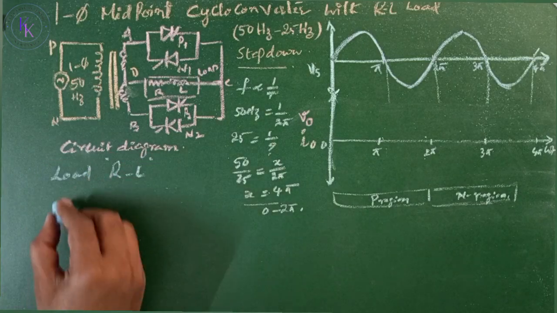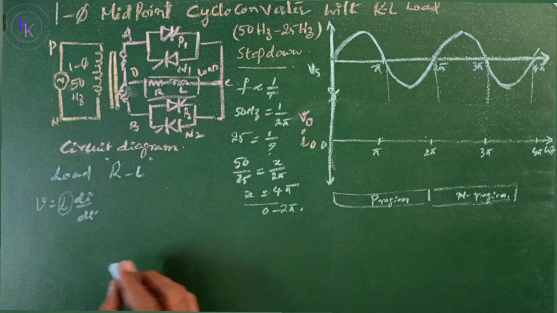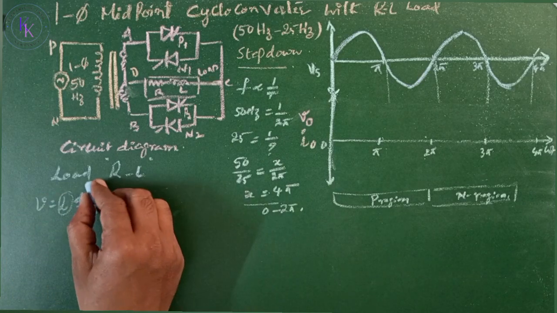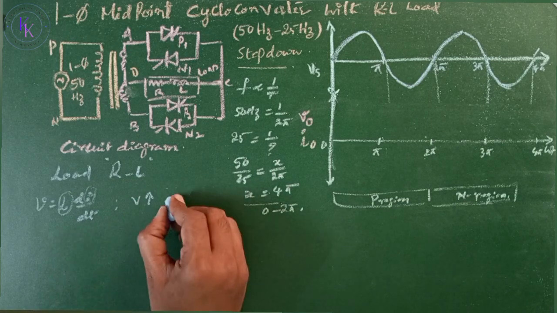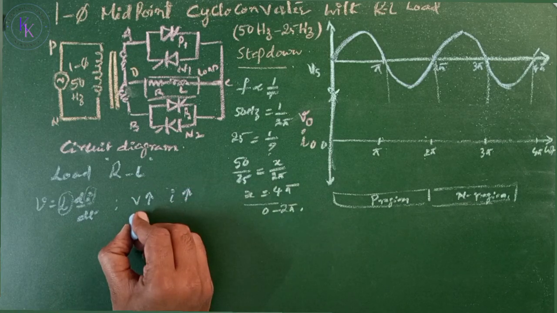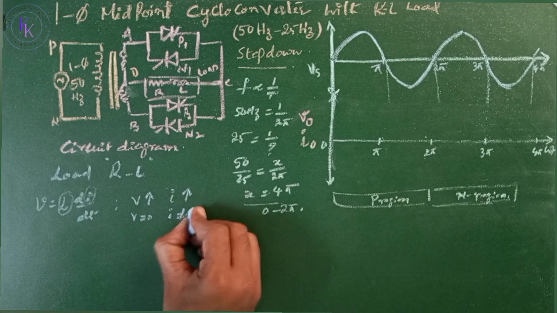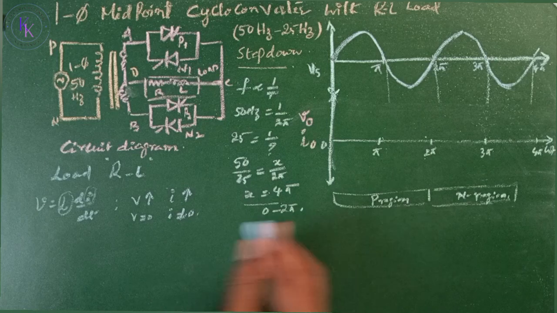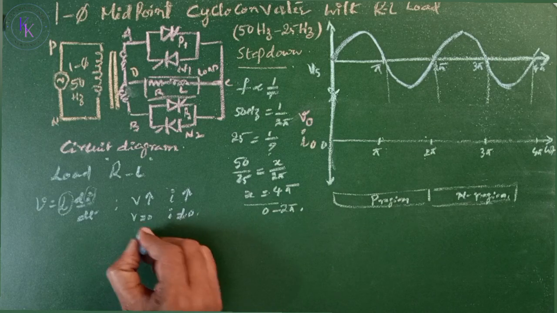So an inductor is involved. We know the properties of an inductor. The inductor is not going to allow the instantaneous changes of the current. When voltage starts building, current starts building gradually. And when voltage becomes zero, current is not going to become zero. It will be zero after some delay. That delay is denoted in waveforms with beta.